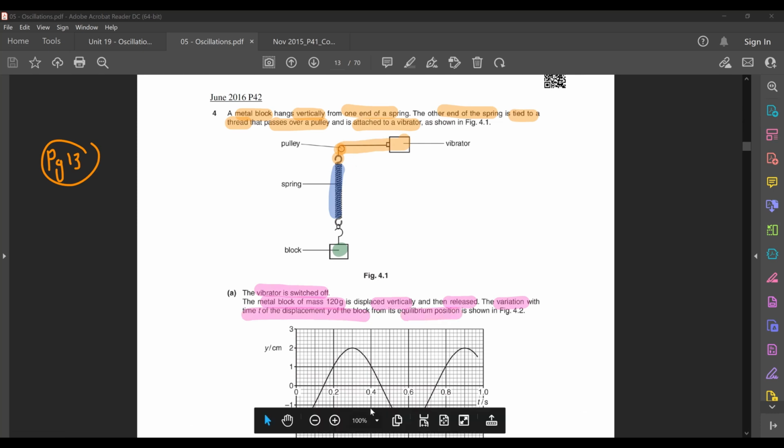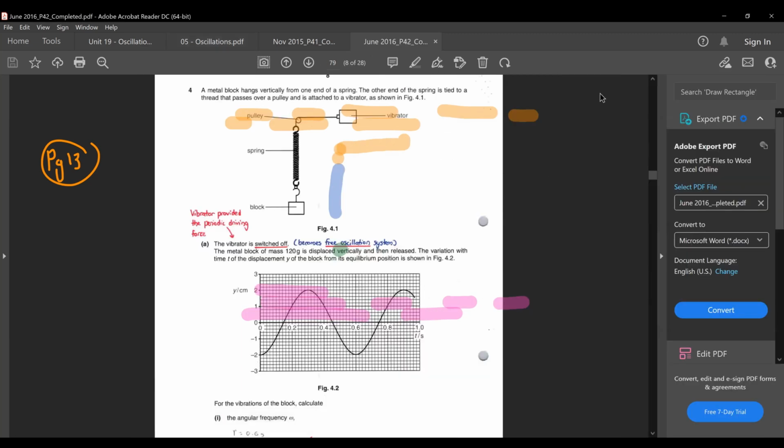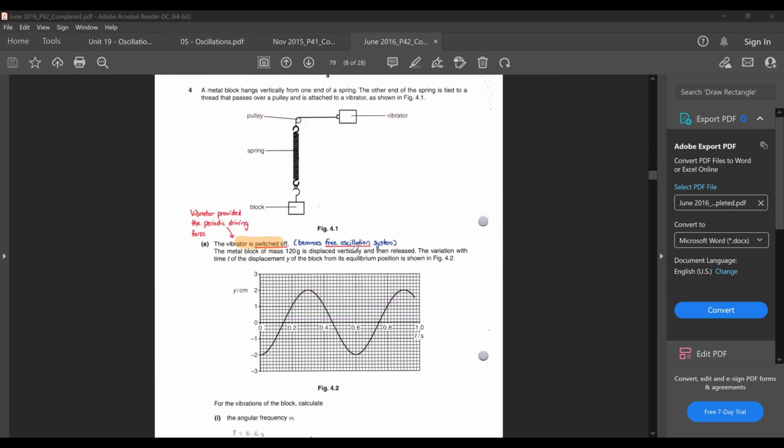So there's something here that you should be able to deduce again based on what they mentioned, being that the vibrator is switched off. So when your vibrator is switched off and they give it an initial displacement before releasing it, this is again a case where your system is a free oscillation system. The system is oscillating after being given an initial disturbance. There's no other periodic force being applied here. All right. So it's a free oscillation system.